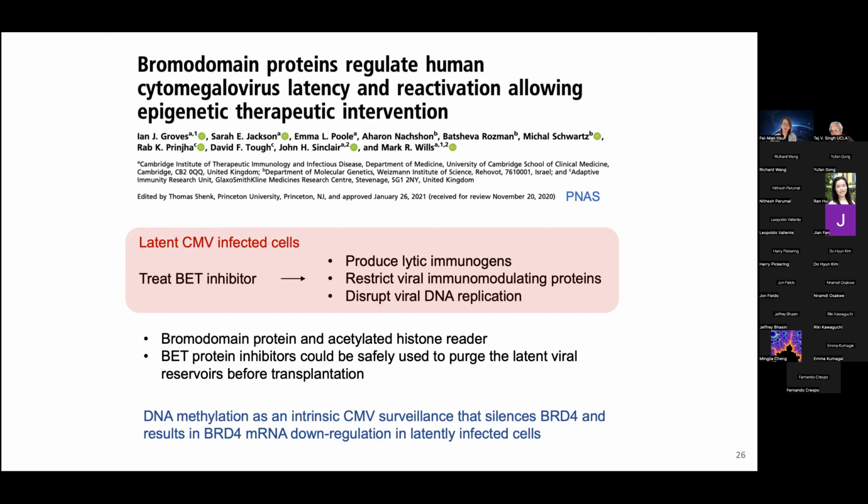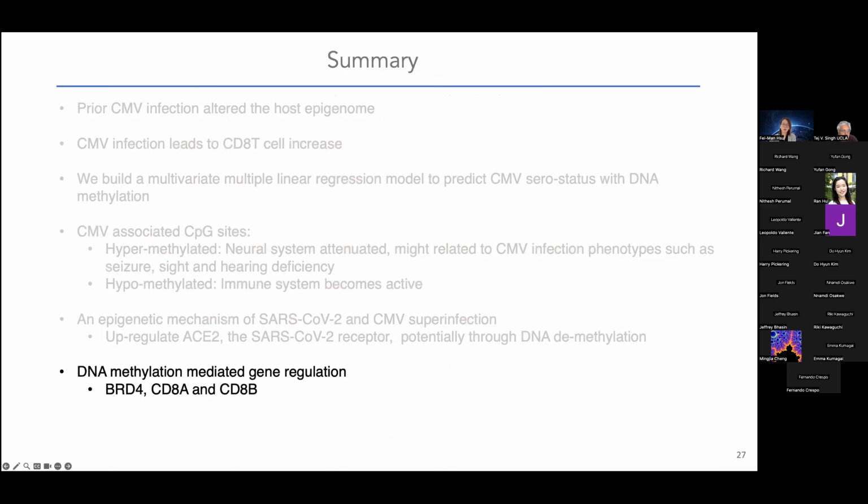So we find these genes also to be hypermethylated and downregulated in CMV positive patients, which suggests DNA methylation might be an intrinsic surveillance signal that tells the host immune system this cell is latently infected, and you can target these regions to remove that potential risk. Okay, so a quick summary for now: we found DNA methylation mediated genes, including BRD4 and CD8A and CD8B, these 2 CD8 surface protein components.